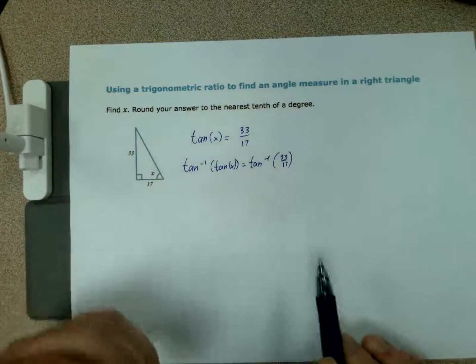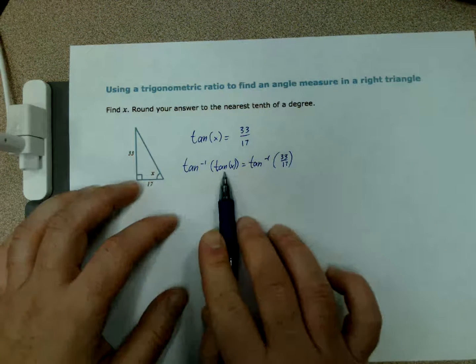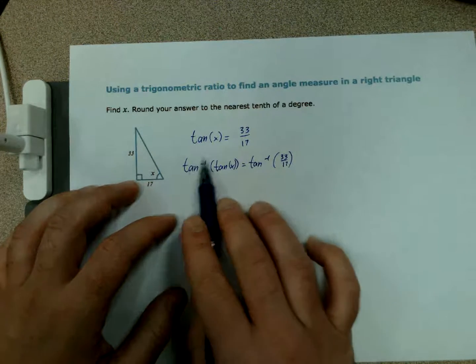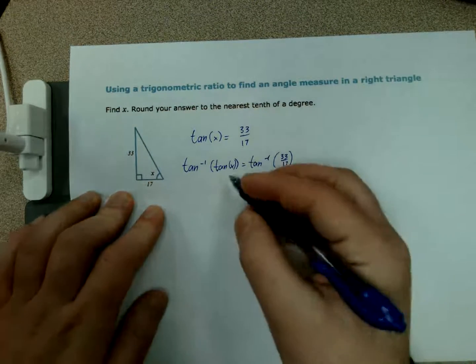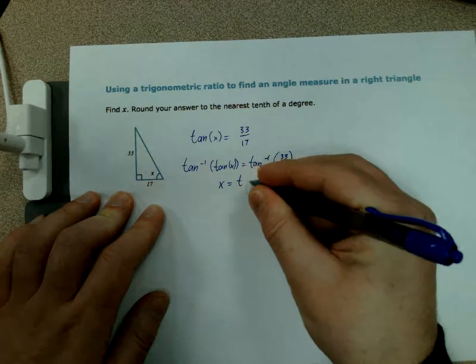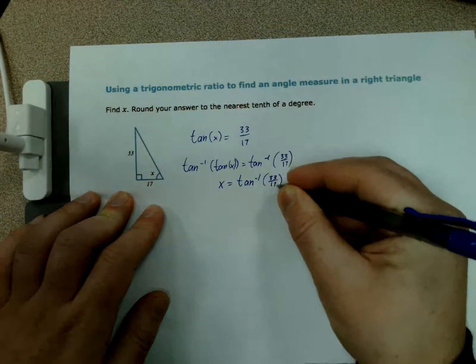This step, we don't usually write it quite this way. We usually jump to the next one, and that's just more shorthand than anything else. But when we go ahead and do this, this is actually why that cancels out, because whenever you take the tangent of an inverse tangent or an inverse tangent of a tangent, regardless of the order, they are inverses of each other, so they do cancel each other out. That's why we end up with just x on this left side. So we have x equals inverse tangent of 33 over 17.